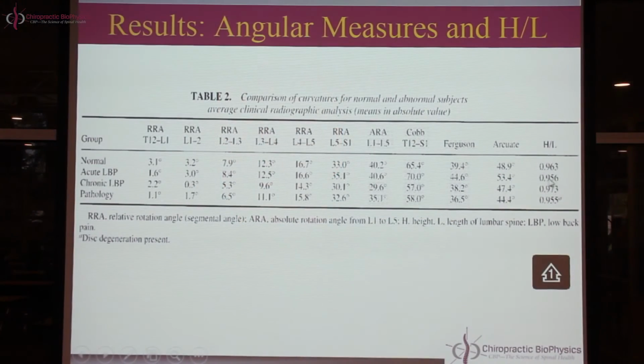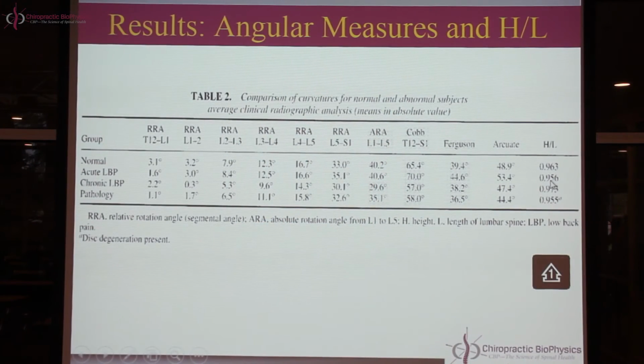Here are my height over length ratios. What you'll notice is H over L is 0.96 in the normal subjects. The chronic back pain group stretched out H over L. That means a flattened curve. The pathology group is a little bit reduced in its height over length, but remember, we had a hard time modeling them. The curve couldn't quite be fit through them, so you can't necessarily trust that particular data. And then the acute subjects overall have a reduction in the height over length index, meaning a deeper curve.